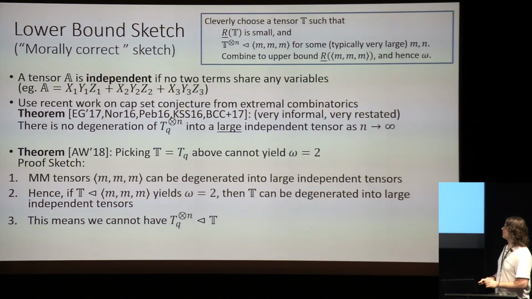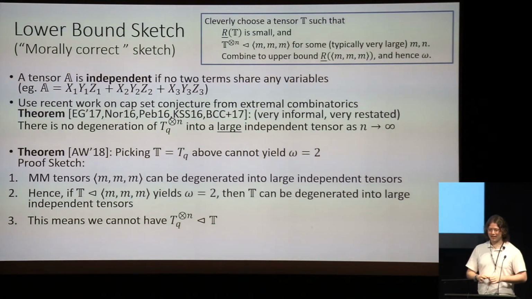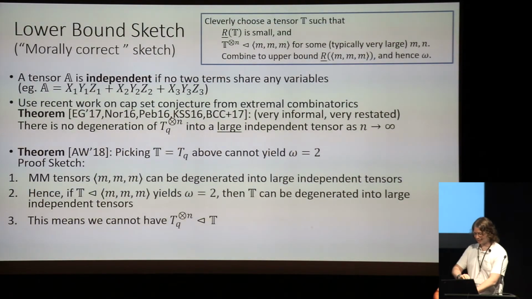It also shows that our bound, the fact that the lower bound goes to 2 as Q goes to infinity, is very inherent, because as Q goes to infinity, there are independent tensors of closer and closer size to what you would need to find a big matrix multiplication tensor in the TQ tensor.